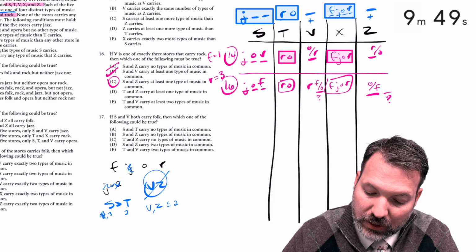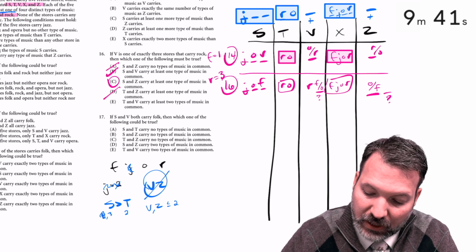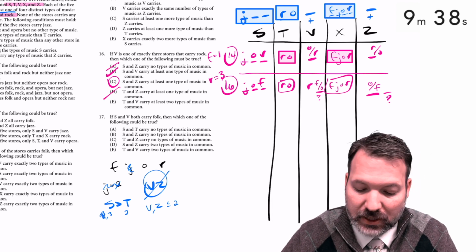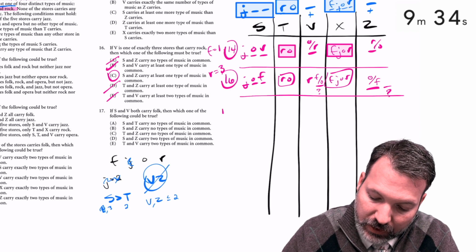I'm going to keep checking. T and Z carry at least one type of music in common. No, because it could be F and Z, not O. T and V carry at least 2 types. That's too many. Okay.